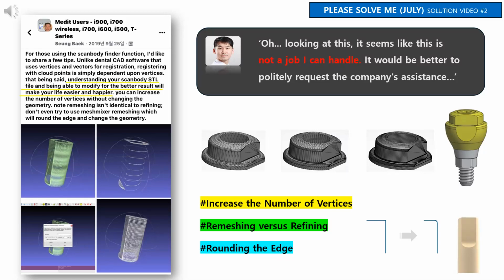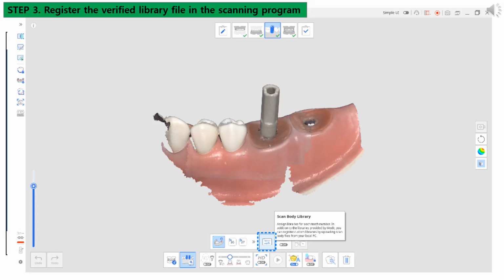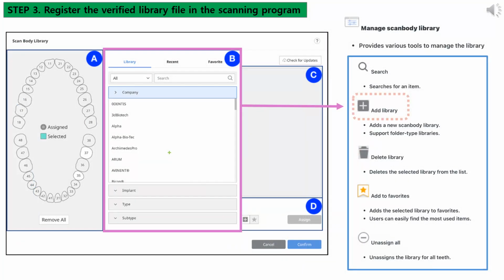Particularly, if the scanbody has sharp edges, rounding them to match the patient scan data better is certainly meaningful. Therefore, if you're going to use a new scanbody, observe its shape and request necessary customizations from the company before registering the library. Registering a new scanbody is not hard at all. Actually, it's quite simple. You may have seen this icon on the screen while you are scanning. Clicking it will take you to this menu where you can manage your library. Here, you can easily add a library by clicking the Add a Library button.